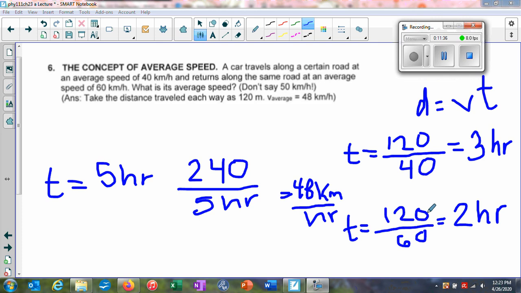I drove the same 120 kilometers on the way back, but I was being a little speedier. This time I went at 60 kilometers per hour, so it took me 2 hours to get back. The total time I spent driving is 3 hours there, 2 hours back, 5 hours. The total distance was 120 plus 120, so 240 kilometers, divided by my total 5 hours of driving time. So my average speed for this trip is 48 kilometers per hour.